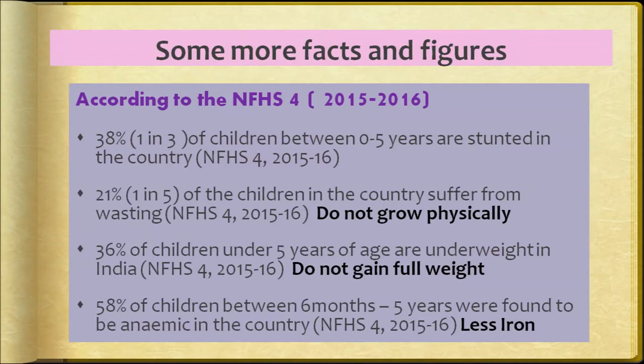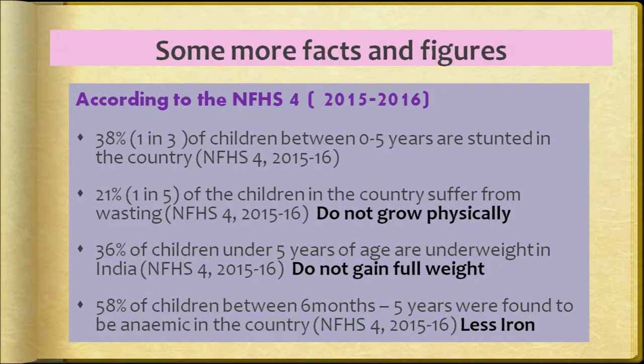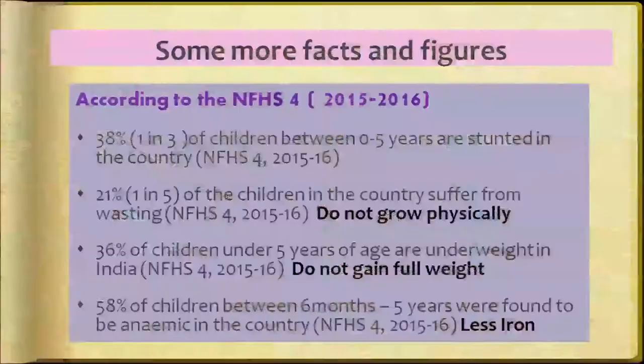Here, what is the condition that happens? They're not able to get enough food for the optimal kind of growth that can happen. So it's referred to as stunted. They don't grow enough physically. 1 in 5 of the children in the country suffer from wasting. Again, they don't grow properly. 36% of the children under 5 years of age are underweight, and they don't get enough diet to gain full weight.